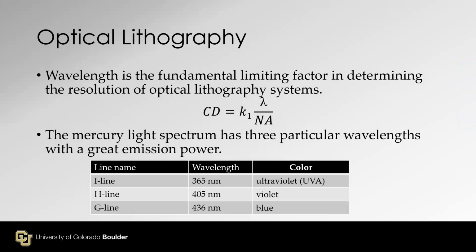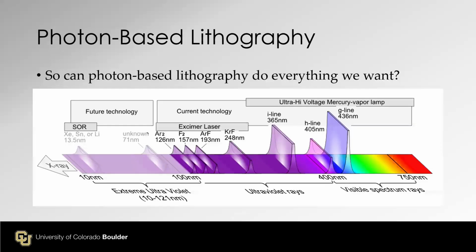Optical lithography's resolution is mostly determined by the wavelength of the light you use. In a typical optical lithography contact printer or mask aligner, we use a mercury lamp. The shortest mercury line, the I line, is 365 nanometers. It's UV, but still a huge wavelength.